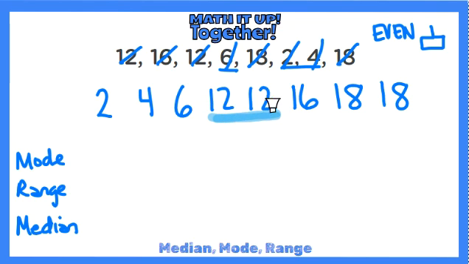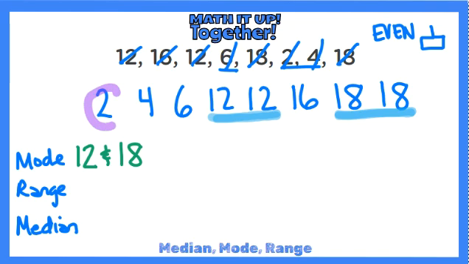I have a 12 that repeats here, and I have an 18 that repeats here. Because they both repeat the same number of times, they are both the mode. So we can have more than one mode. In this case, our modes are 12 and 18. Two modes. Then we're going to find our range.